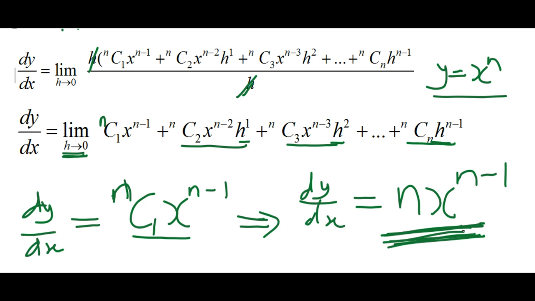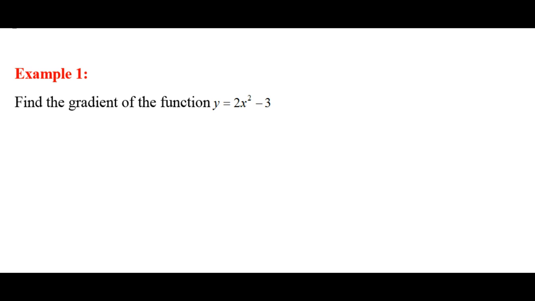Let's go ahead and solve a series of examples using the power rule. Example 1. Find the gradient of the function this. Remember, we've already done this using the first principle. And with the first principle, we saw the answer to be 4x. Now, here with the power rule, we differentiate term by term. And so the first term, that is 2x to the power 2, is the first term. Then we look at the second term as negative 3.